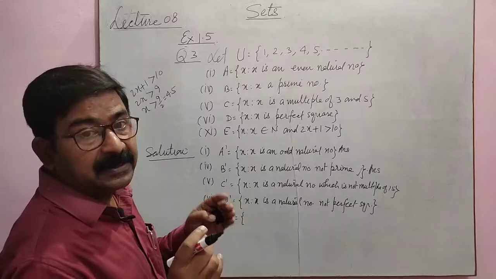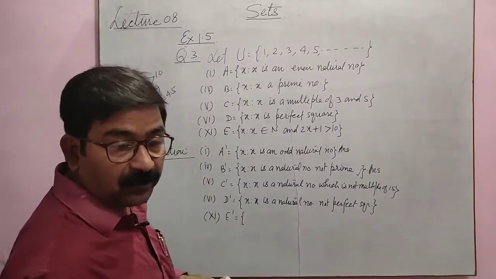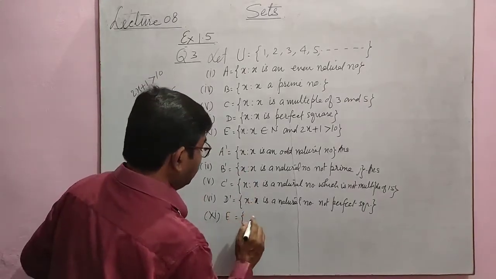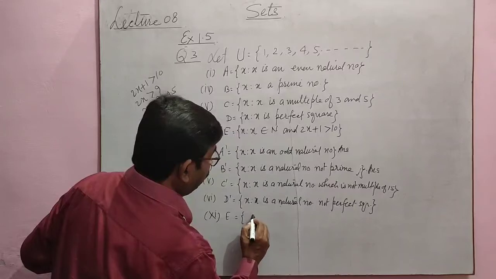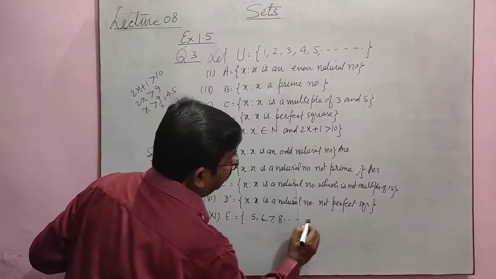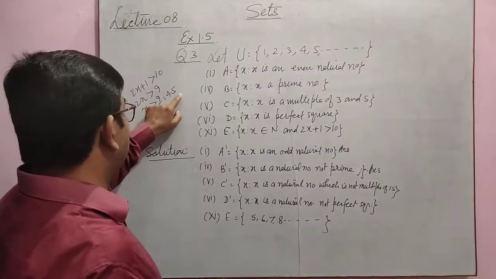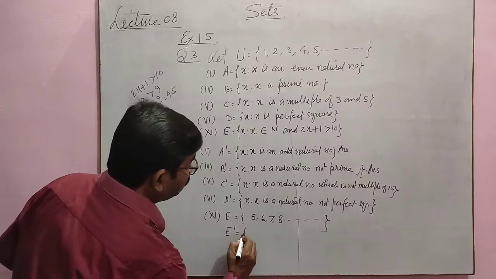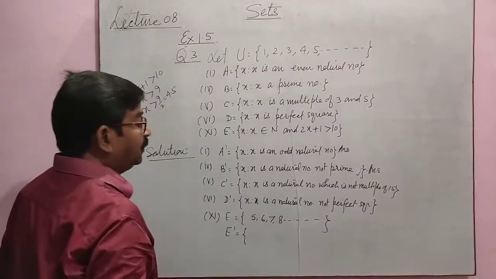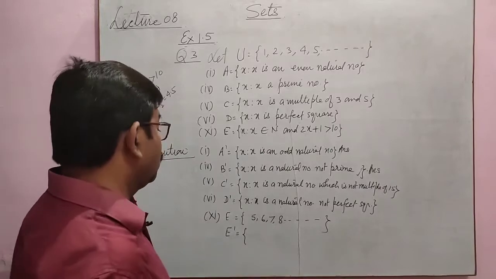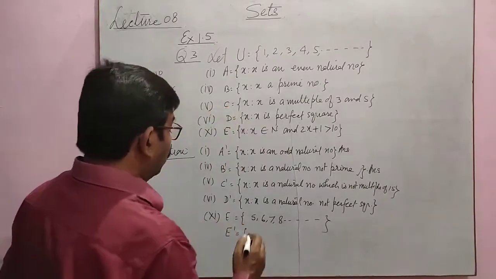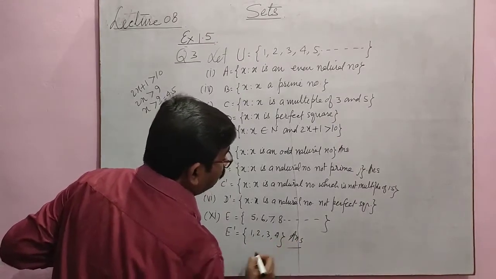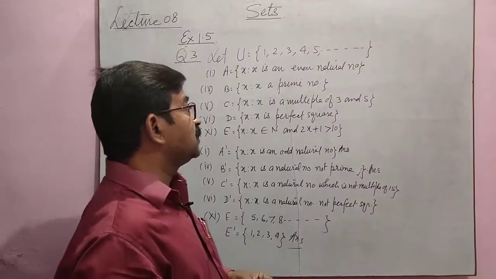So which number is more than 4.5? 5, 6, 7, 8 and so on. So first you can write this like 5, 6, 7, 8 and so on. Number x is more than 4.5 and it is natural. So what is E dash? E dash, remove all these 5, 6, 7, 8, 9. So what do you have left? That is 1, 2, 3, 4. This is the answer.